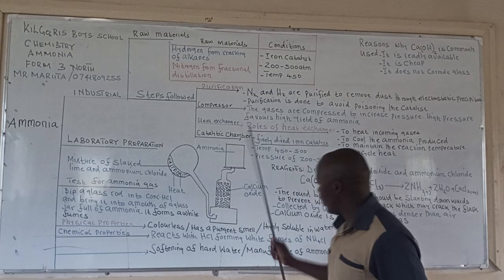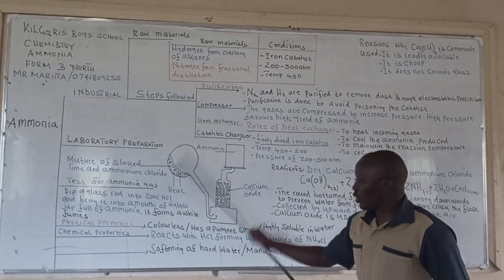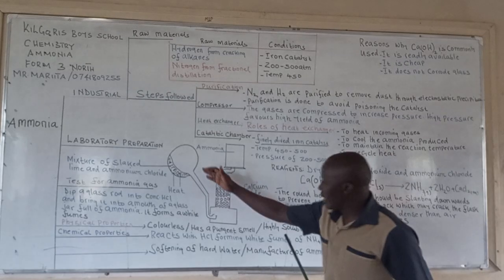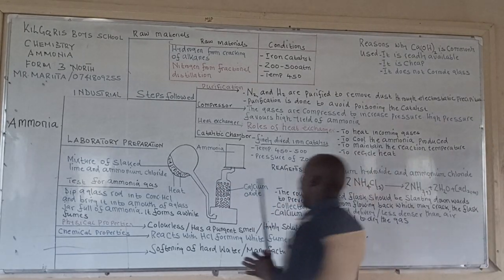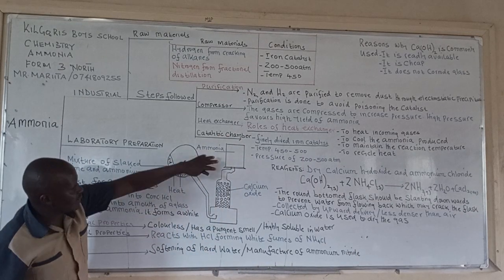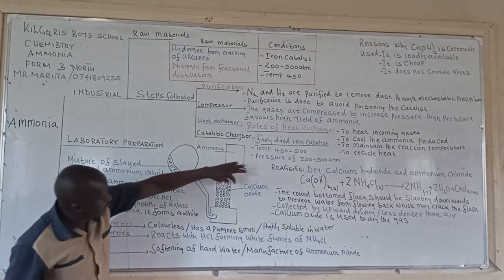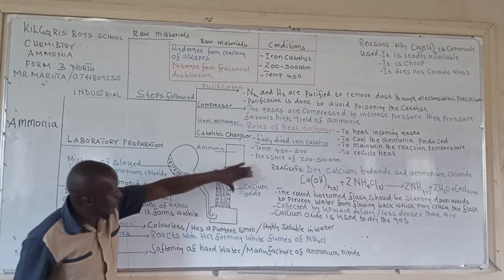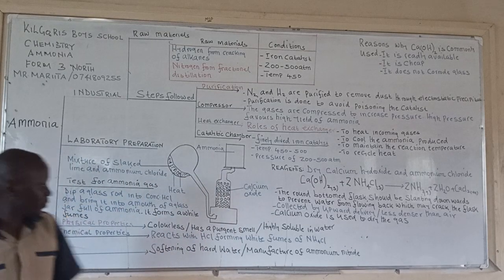In my diagram here, we have a round bottomed flask, which is slanting downwards from left to right, and then you have ammonia gas. The ammonia gas is collected by upward delivery as shown on this diagram. And then we have calcium oxide. The purpose of this calcium oxide is to dry the gas.